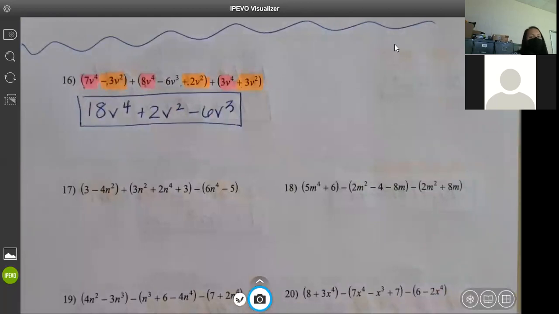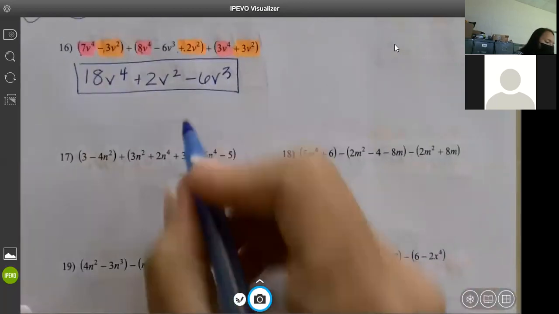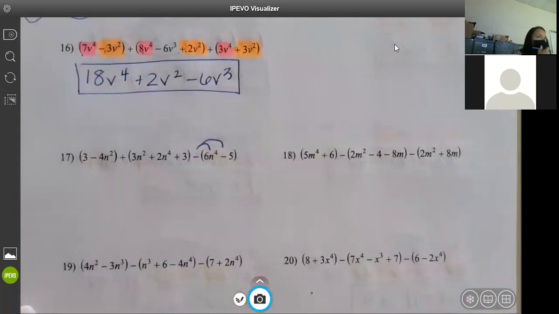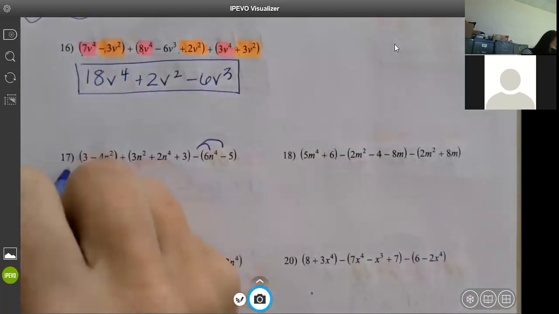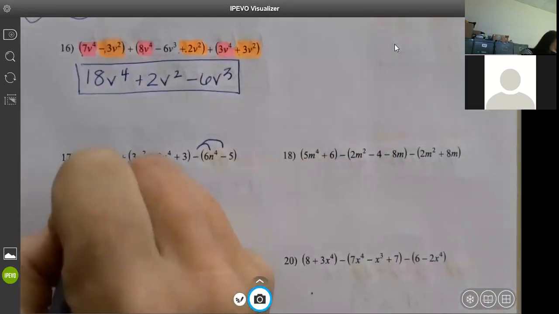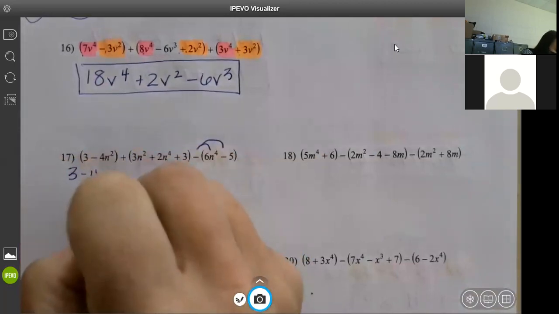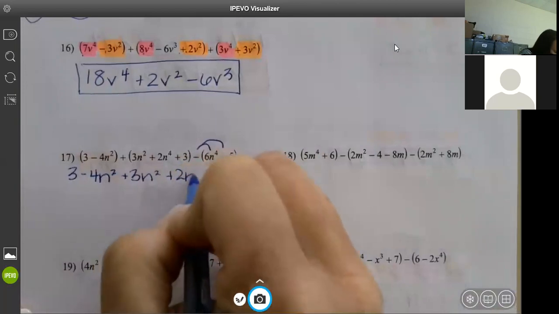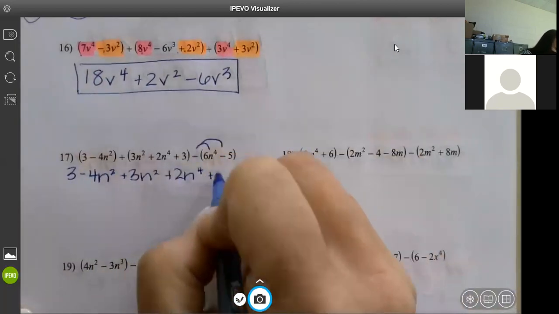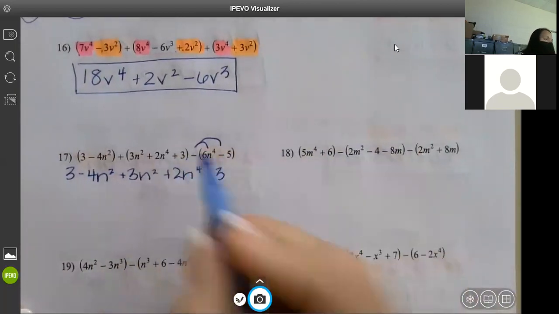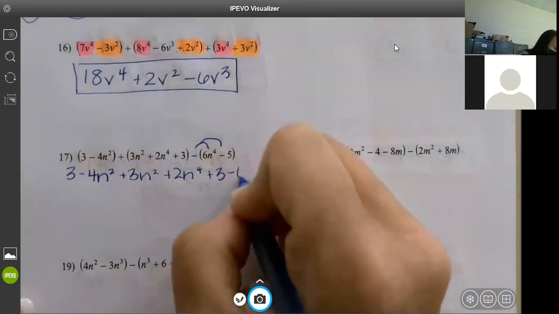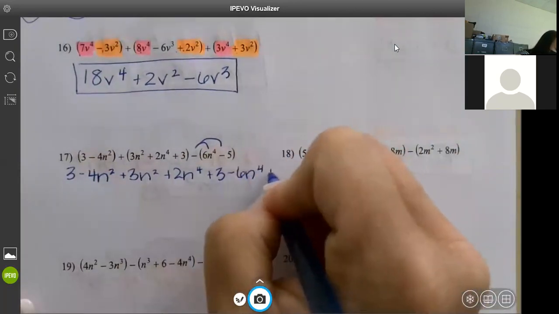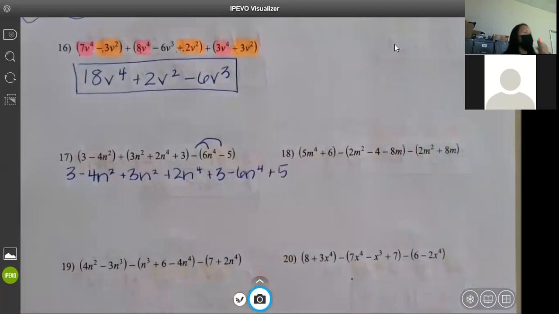Okay. So then on number 17, remember anything behind the minus, we have to change the sign. So the first one stays fine. The second one stays just like it is. But then we're going to change these because they're behind the minus. Negative 6n to the fourth plus 5. So anything behind a minus, you have to change.